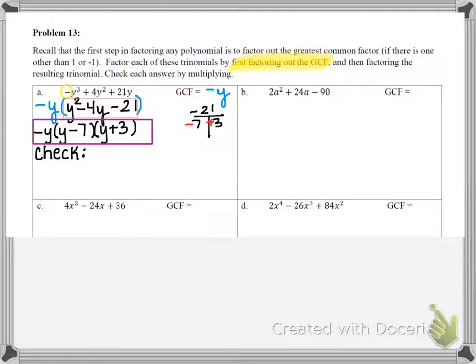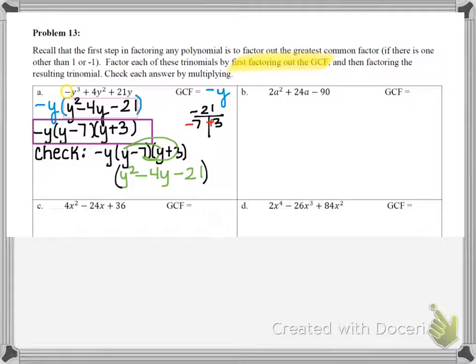So when we go to check, we want to multiply the two binomials first. So I'm going to leave negative y on the outside, and I'm going to multiply the two binomials using FOIL. So first I'm going to do y times y, which is going to give me y squared. Then on the outside, I get plus 3y. On the inside, I get minus 7y. So we're going to combine those like terms in our head for negative 4y. And then we end with negative 21.